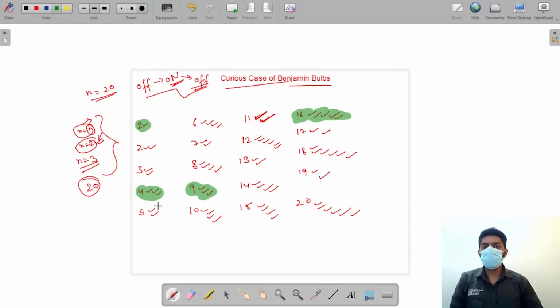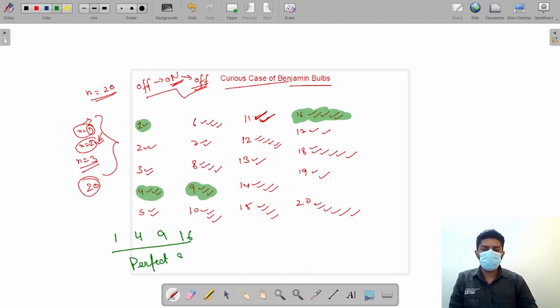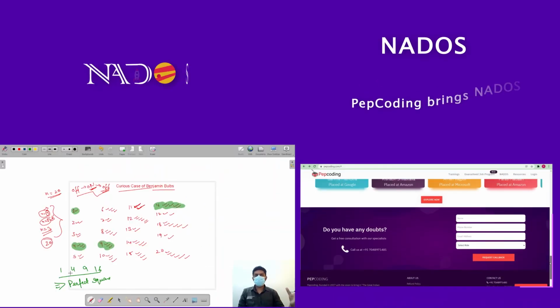Now let's see, there is a common thing about all the numbers that have switched on, that is first, fourth, ninth, and 16th, that they are perfect squares. So the question is actually solved at this moment, that any bulb which is at the perfect square position will be remaining on after all the toggles are completed.